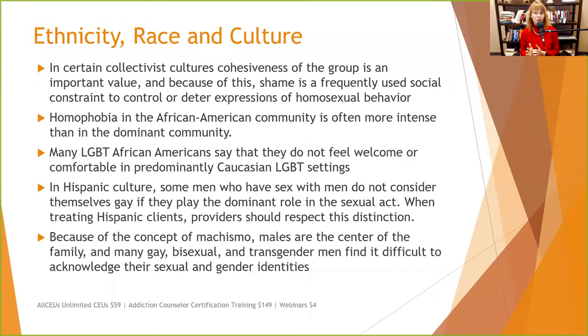In Hispanic culture, some men who have sex with men do not consider themselves gay if they play the dominant role in the sexual act. So this is important to remember when working with Hispanic clients, because Hispanic culture is very collectivistic, and there's a lot of issue with machismo and males being the center of the family. There's a lot of difficulty for men in the Hispanic culture to acknowledge that they may be gay, bisexual, or transgender.